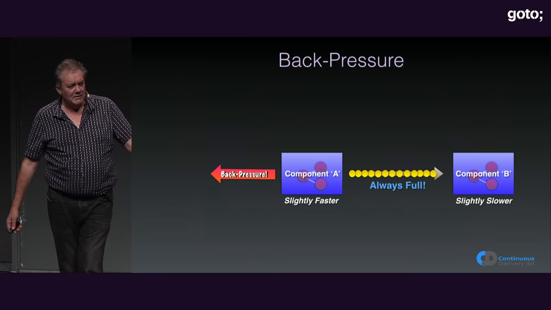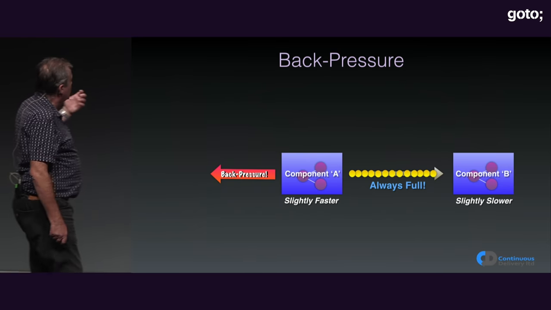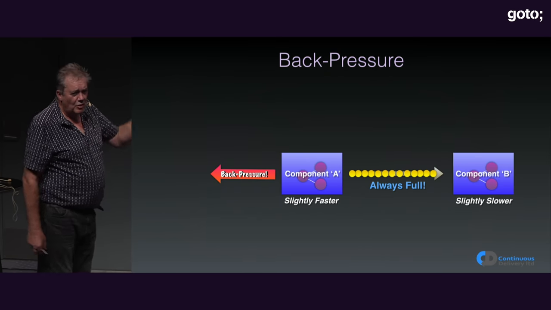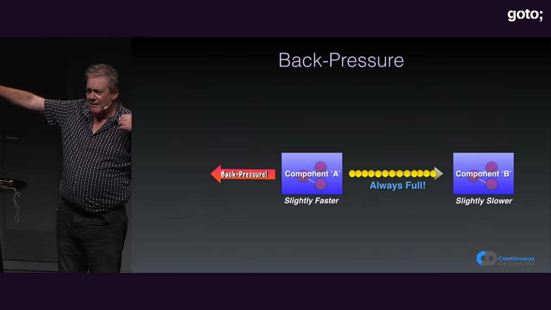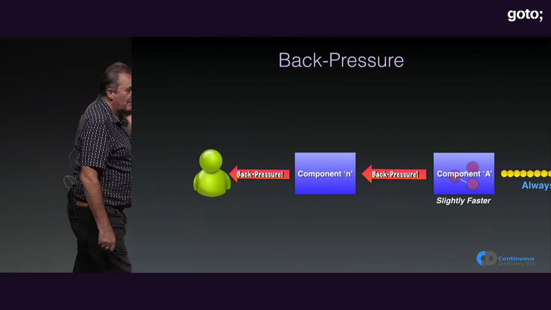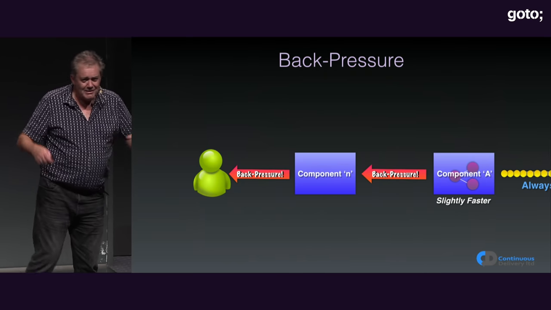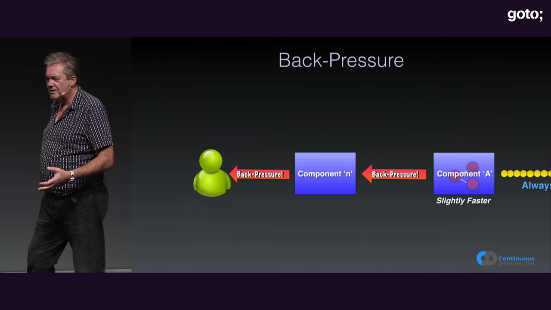I suppose that's one option. But if you want to keep the state, it can't do that. So the only thing that it can do in those circumstances is to signal upstream to say, I can't keep up, you've got to slow down. So we've got to record back pressure. And ultimately, that back pressure might need to go all the way out to the user in some way, and we've got to cope with it. But that's got to be part of the design response to be able to do this.